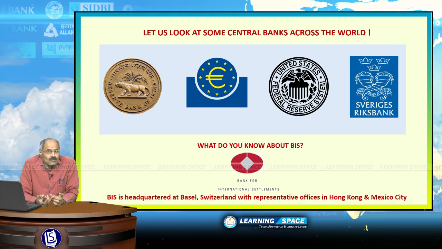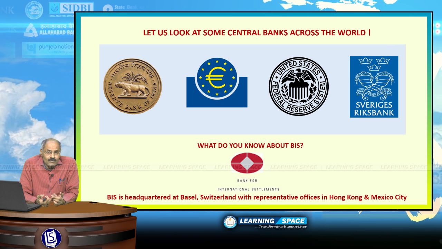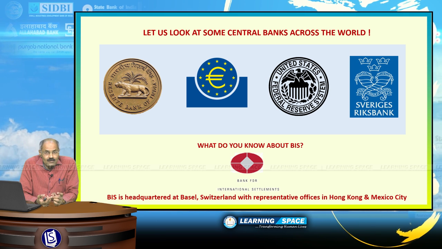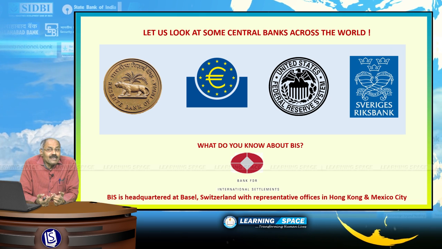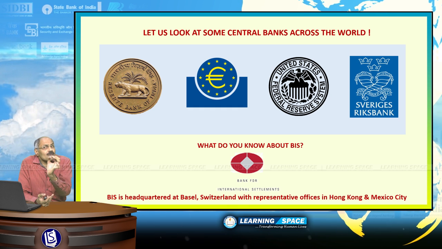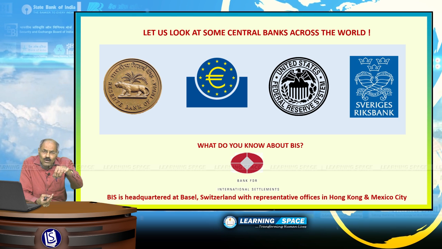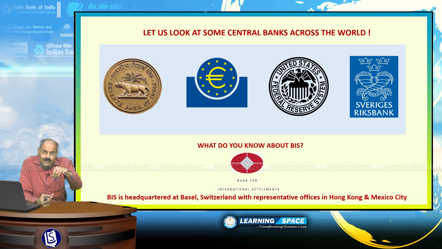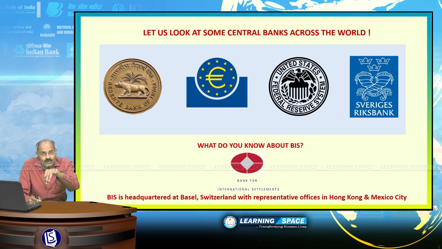Like that, each and every country will have their own central bank, and the basic purpose is to look at the monetary system. The fundamental principle of reserve banks, or central banks across the world, is to look at the currency. That means the intrinsic value of currency is to be preserved.